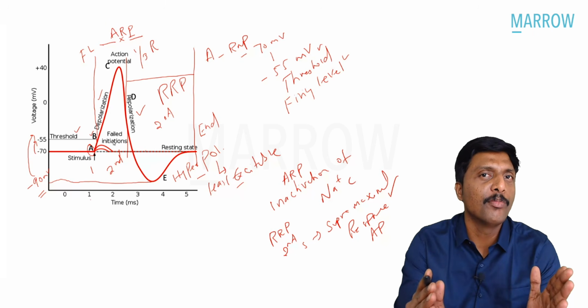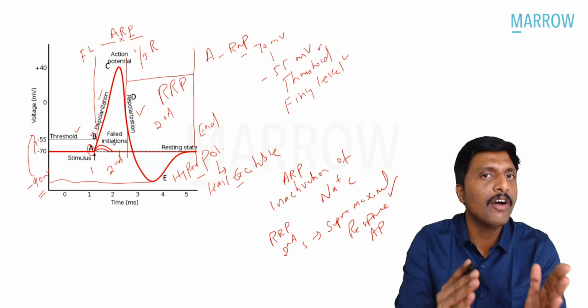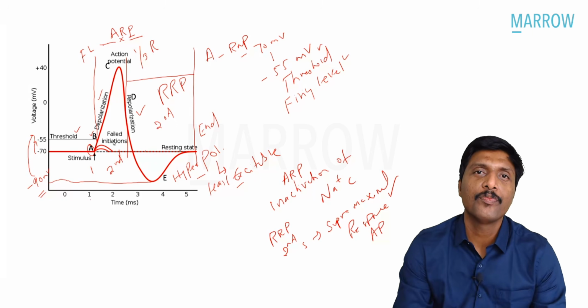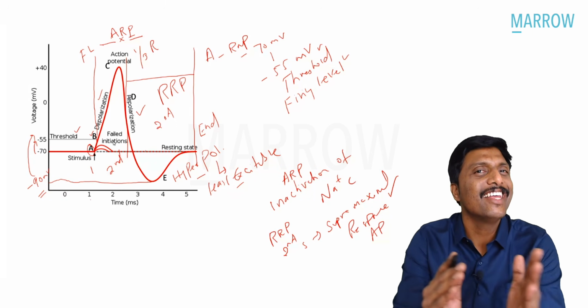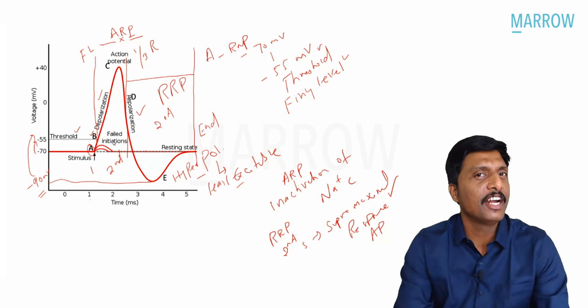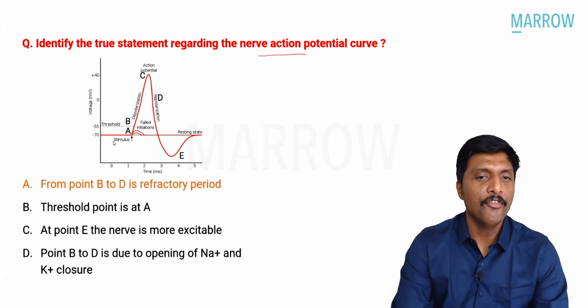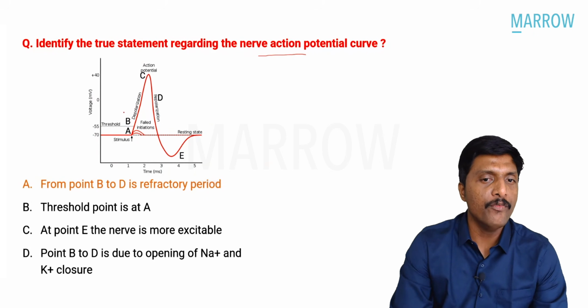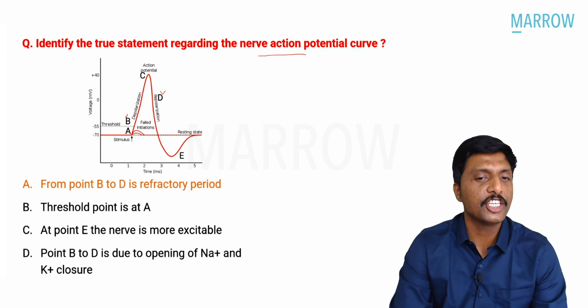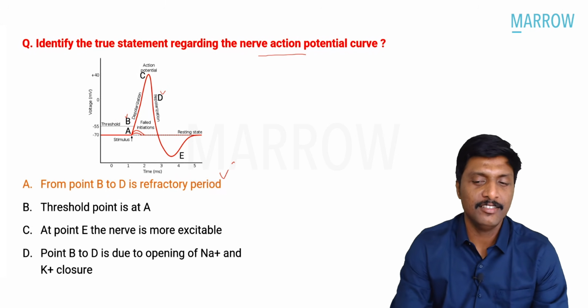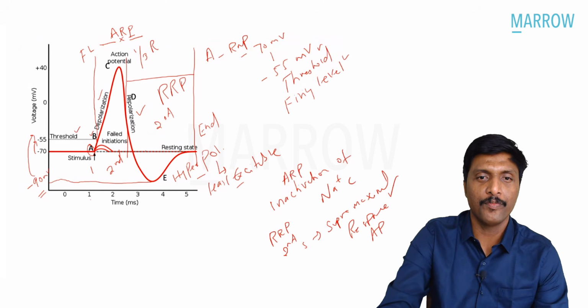That point is important. From firing level to the first 1/3, absolute. From this 1/3 till the end of action potential, relative refractory period. Now, let's go back to the question here. From point B till D, the initial third of repolarization, it is the refractory period. True. That's why we are choosing that answer. Option A is the answer. Now, we have the discussion.